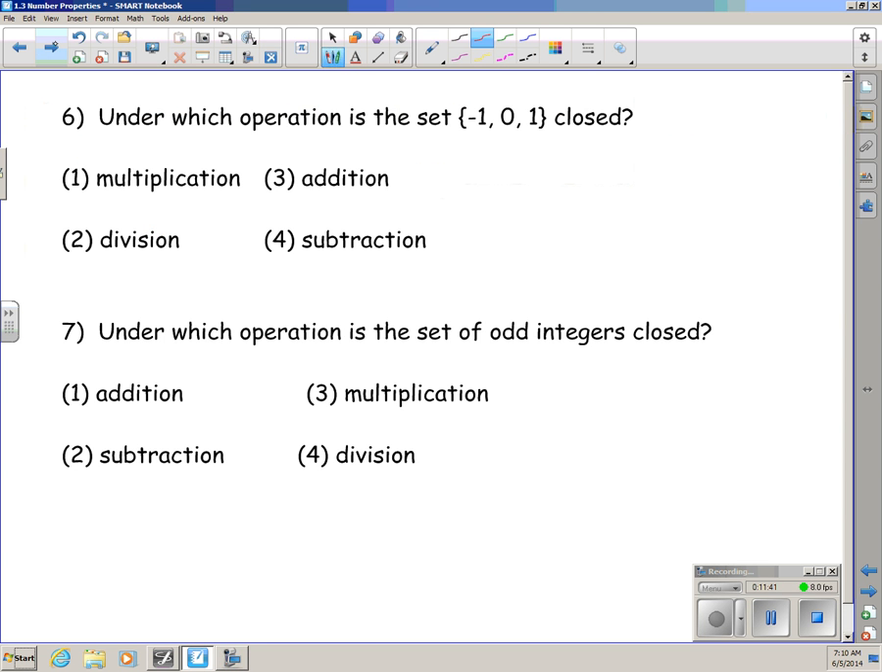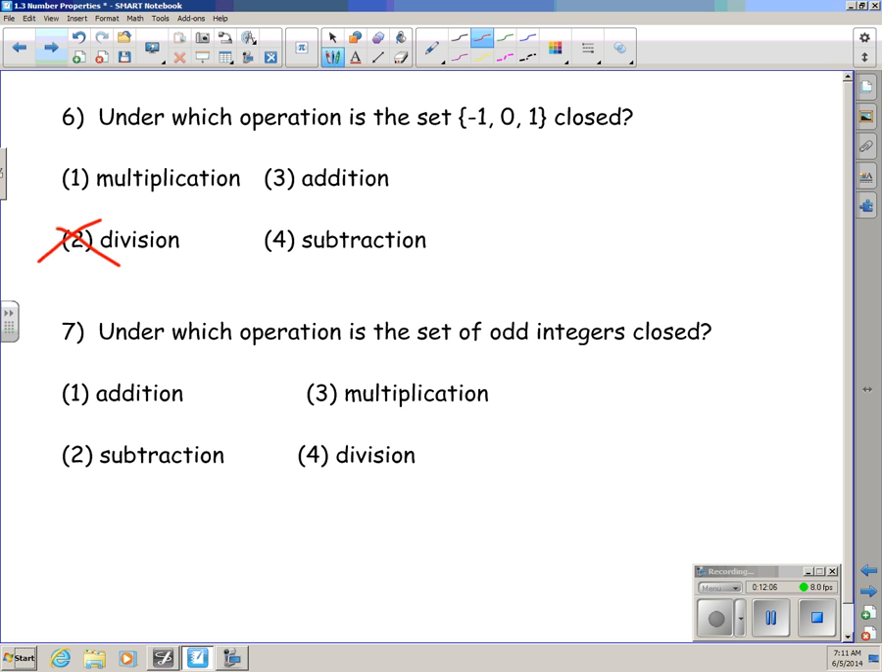6, under which operation is the set -1, 0, 1 closed? So that is a specific set of numbers. They're giving you a specific set. You want to try multiplying, adding, dividing, subtracting. Well, you should pretty much be able to rule out division because of the 0. And when you divide by 0, it's going to be undefined.